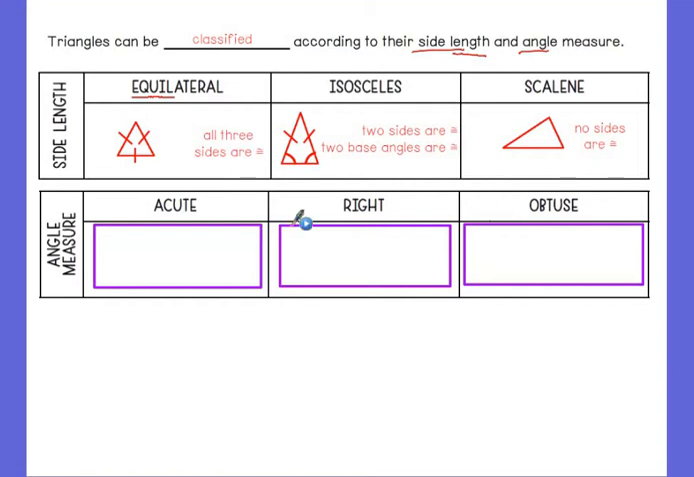Now we're going to classify them by their angle measurements. We've heard of acute, right, and obtuse. So basically the same difference. An acute triangle is a triangle that has three acute angles. All angles are acute.